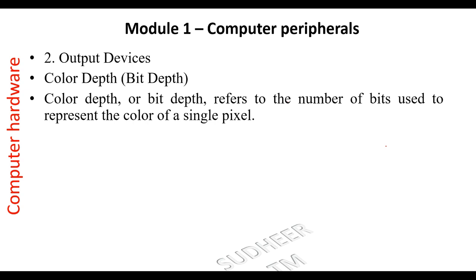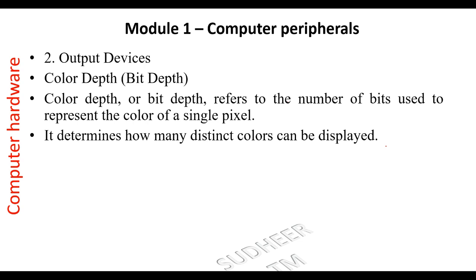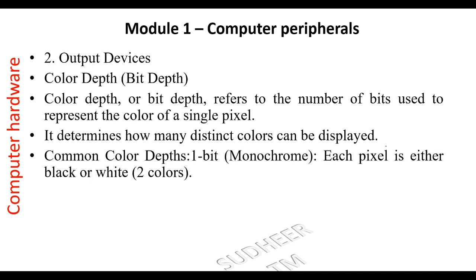We need to improve the color depth. Color depth determines how many distinct colors can be displayed. So the common one is 8 bit. Okay, so only 256 combinations are possible. Common color depths are: 1 bit.